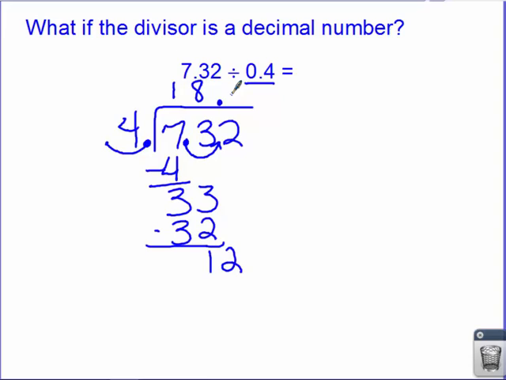4 goes into 12, 3 times. 4 times 3 is 12, remainder of 0. So 7.32 divided by 0.4 is 18.3.